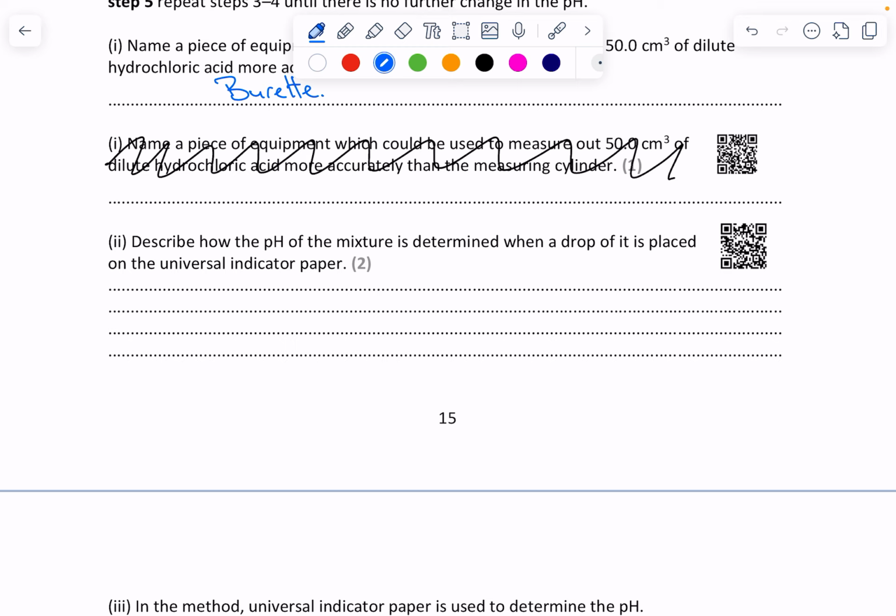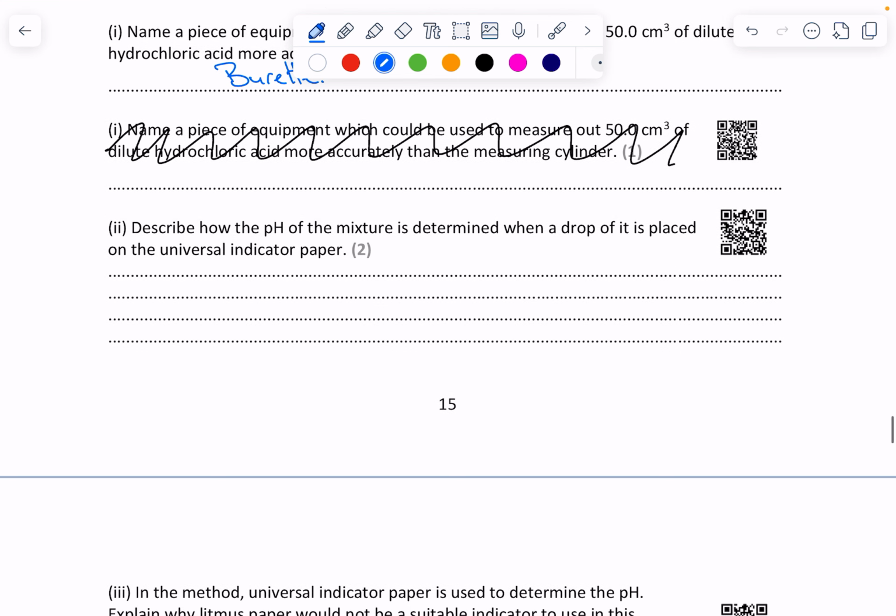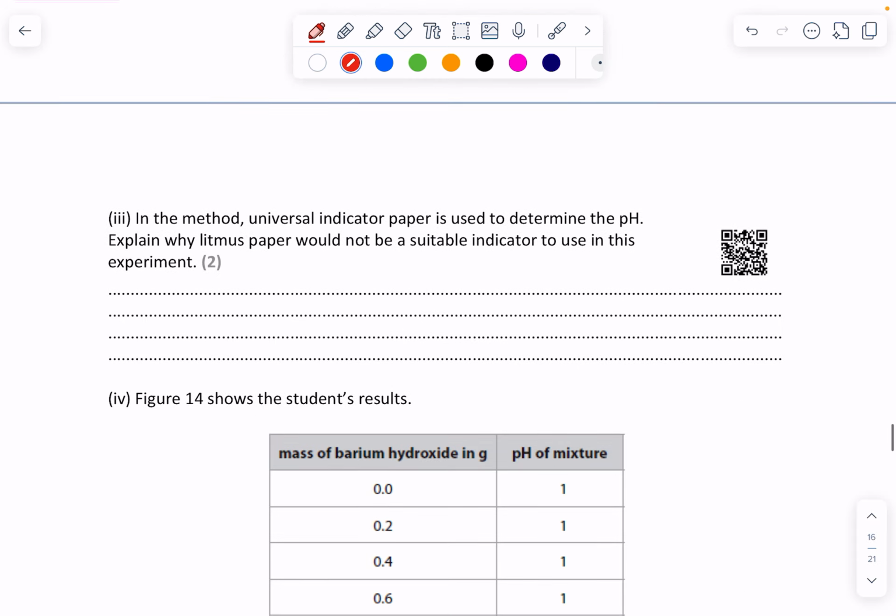Describe how the pH could be determined when a drop is placed on the universal indicator paper. So what you would do there is you would observe the color change of the paper, and you would then match the color change to a pH chart, and you just do a comparison. It's 2 marks, 1 mark for each line will get you the credit.